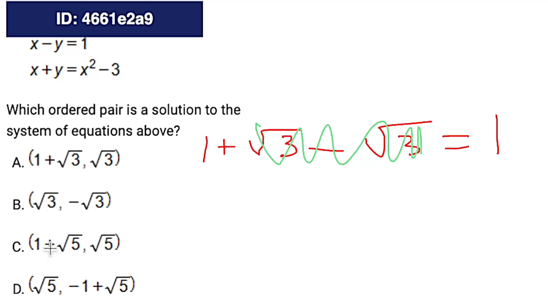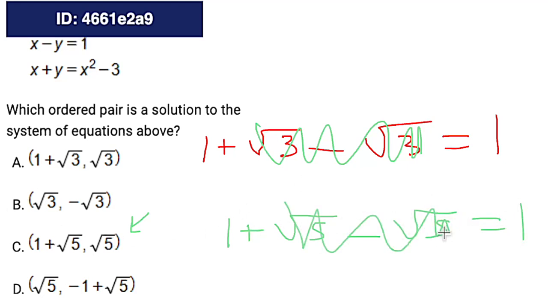But the problem is, if you're being careful, which you should be, you get down to C and the same thing happens, right? You have 1 plus the square root of 5 minus the square root of 5. And yeah, that equals 1 too. So now at this point, we're going to have to plug them into the bottom equation, which, as you can see, is not going to be nearly as fun.